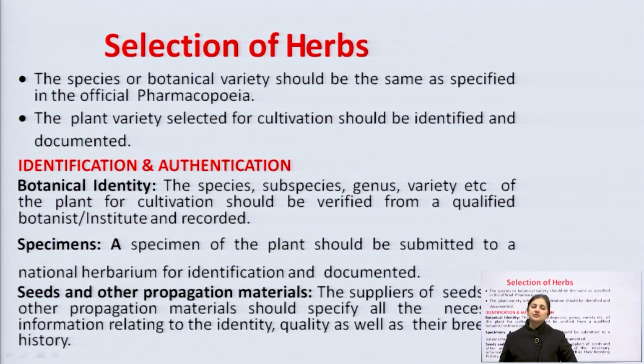Now we need to study the topic called Selection of Herbs. We have already done what are herbs, where we get them from, and what the various sources are. Now we need to select those herbs so that we can process them and go for industrialization. Selection of herb involves the species or the botanical variety, which should be the same as specified in the official pharmacopoeia. We know the pharmacopoeia.